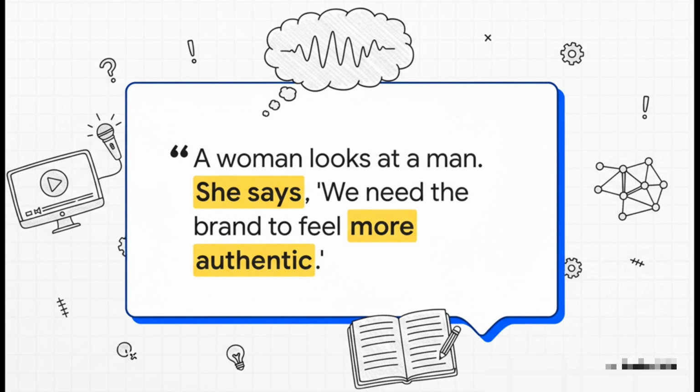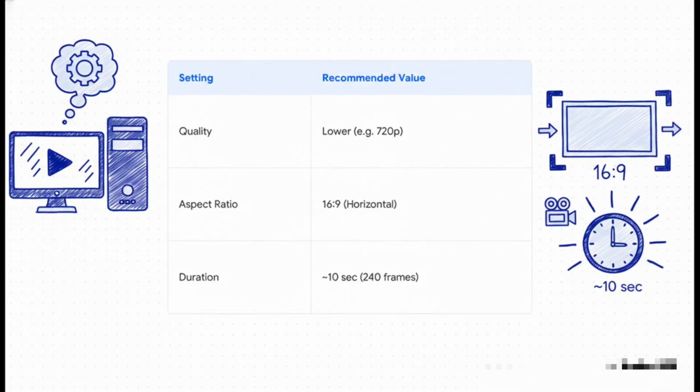This is where it feels like pure magic. You can literally write dialogue right into your prompt. By typing "she says" and then putting a line in quotes, you're telling the AI to generate not just the video, but also the voice and the audio to match it. It's absolutely wild. For your very first go, I really recommend you keep things simple.